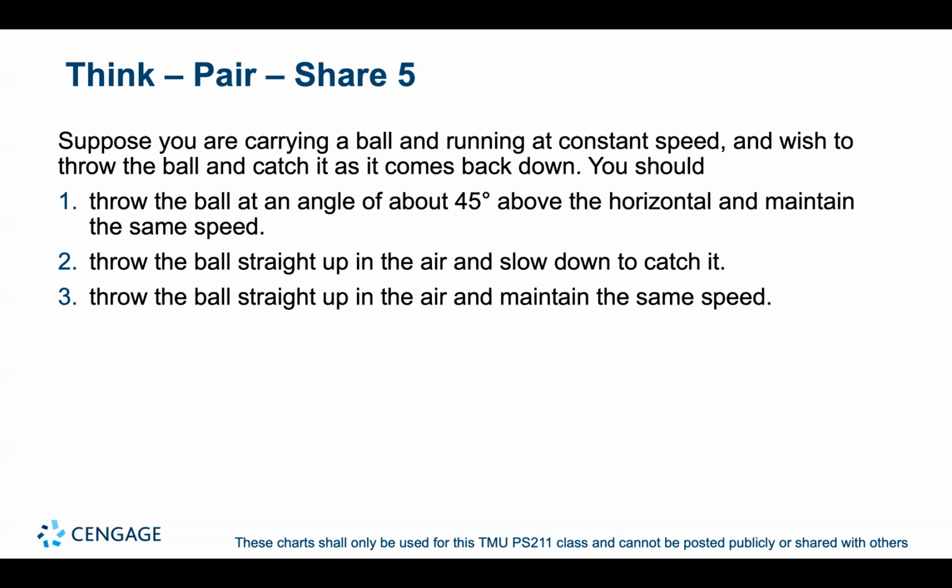So the answer is throw the ball straight up in the air and maintain the same speed. So that's number 3 as shown here. The reasoning is a projectile has constant horizontal velocity. Thus, if the runner throws the ball straight up into the air, the ball maintains the horizontal velocity it has before it was thrown.